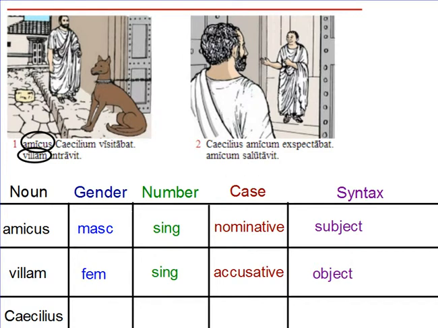Let's parse in this sentence Caecilius. Noticing my us ending, I right away recognize Caecilius is masculine, singular, and just like in amicus, Caecilius is nominative, the subject of the sentence. Let's continue.